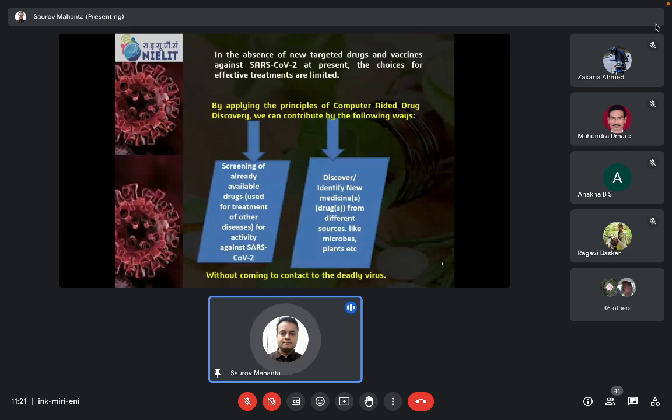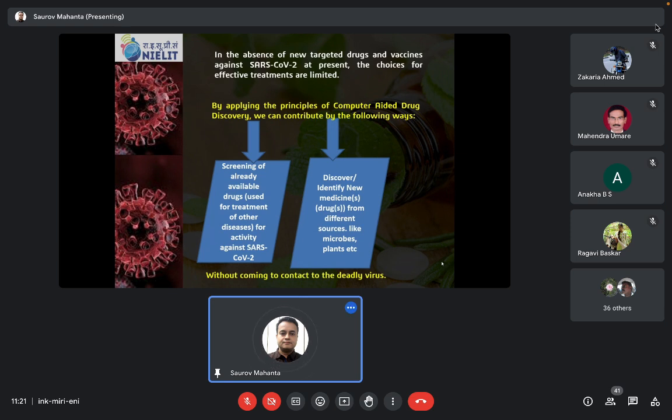So in the absence of new targeted drugs and vaccines against SARS-CoV-2 at present, the choices for effective treatment are limited. It was limited and it is limited. By applying the principles of computer-aided drug discovery, we can contribute in the following ways. The screening of already available drugs used for treatment of other diseases, which was done.